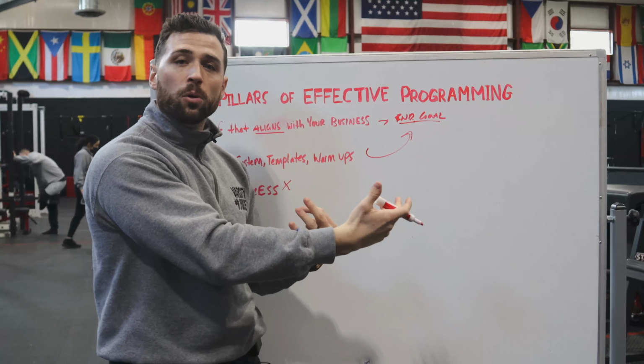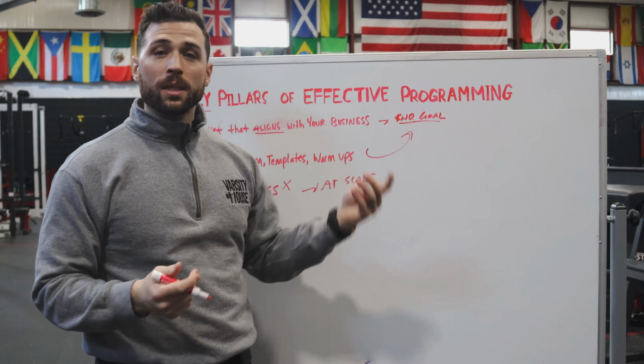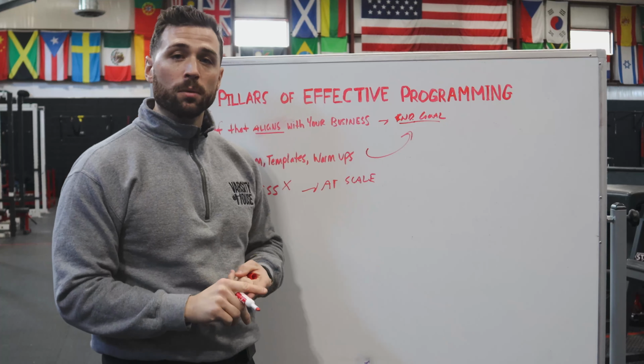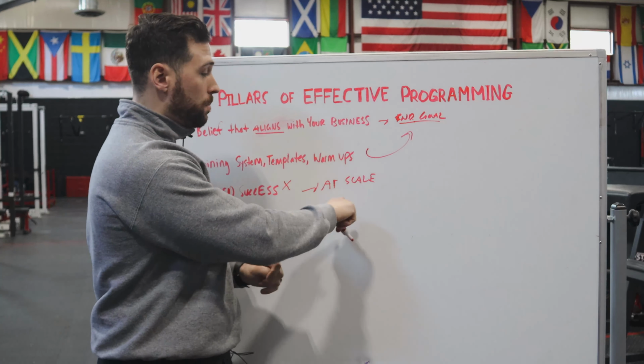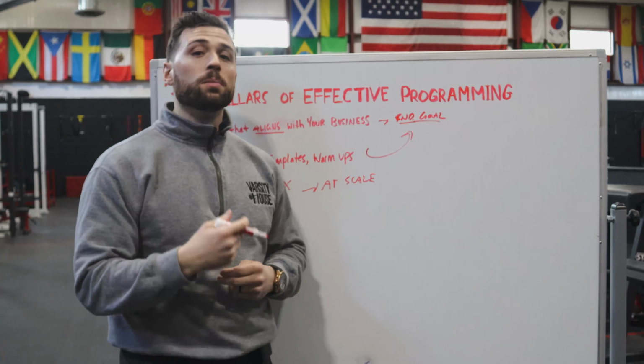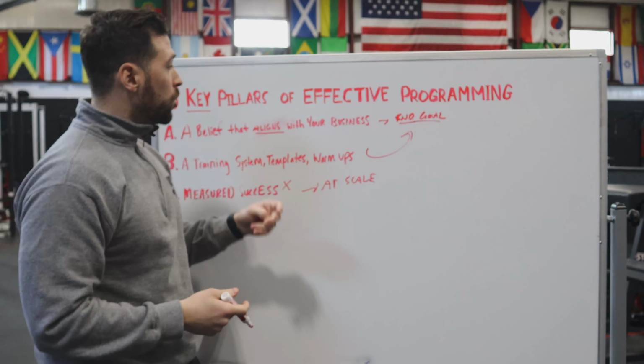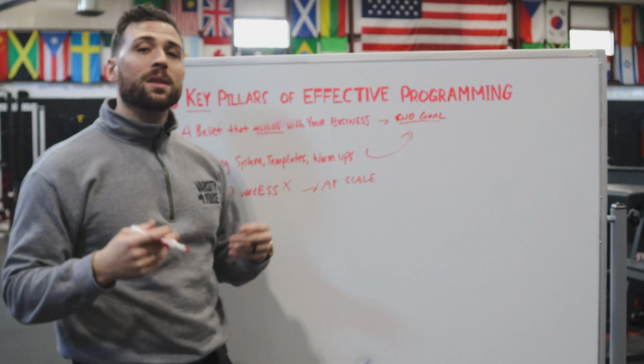But that is not what measured success is. That is just your individual training knowledge. What measured success is, can this happen at scale? And this is something that we need to think about and focus on, right? Can I know how each individual is improving? Meaning, do I use a software platform? Meaning, do we have numbers and measures for each training session and how we build upon those training sessions? So these are three keys of effective programming, things to think about, guys.